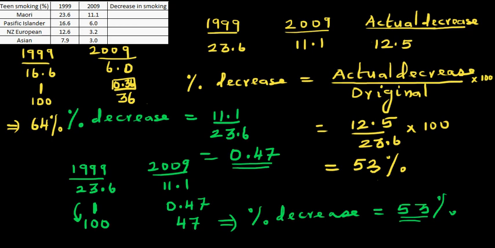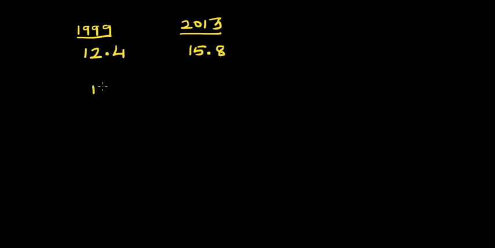Let me give you one more example to make this make sense. Suppose in 1999 and say 2013, let us think of a different situation. In 1999 it was say 12.4, and in 2013 it is say 15.8. So if it is 1 in 1999, this will be greater than 1.